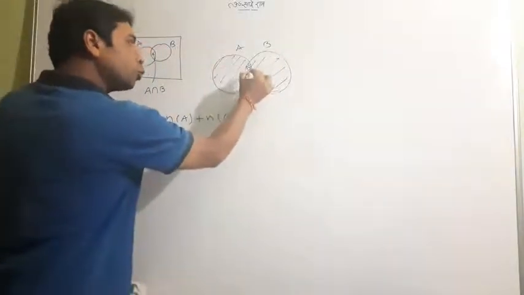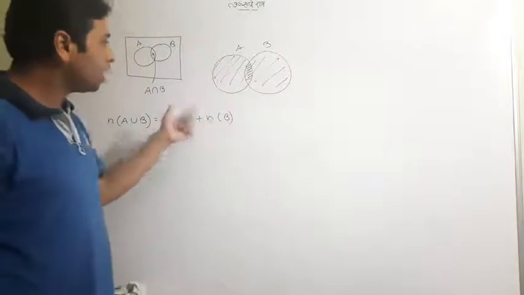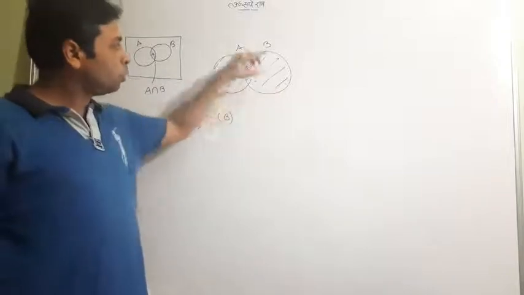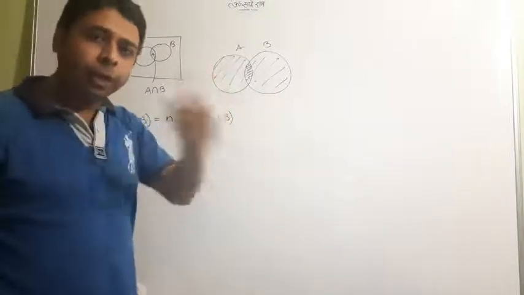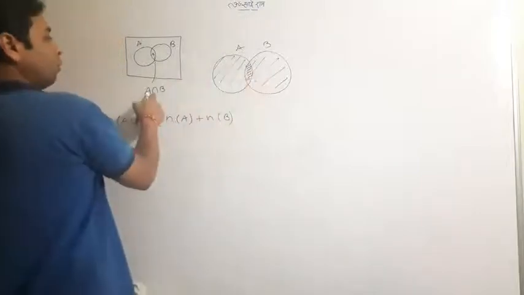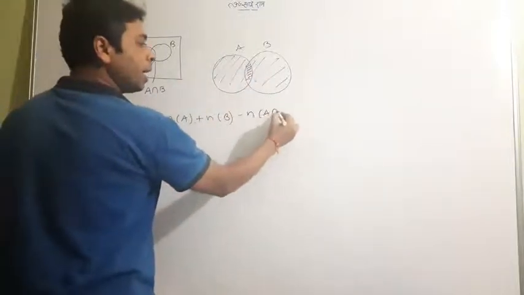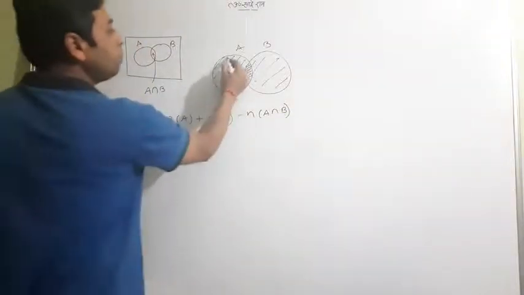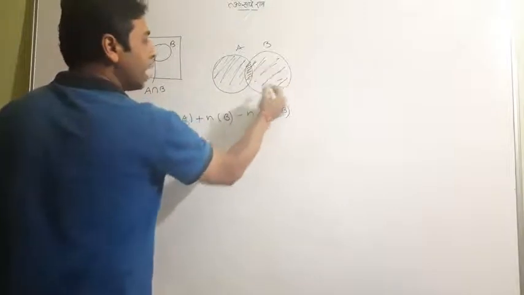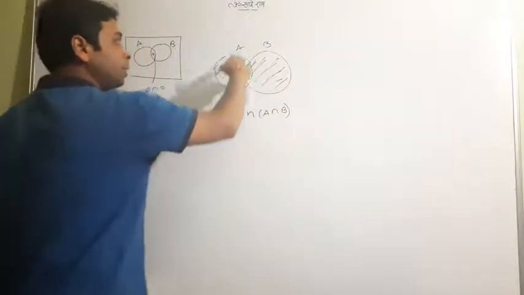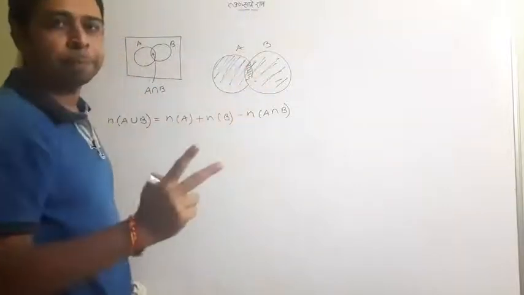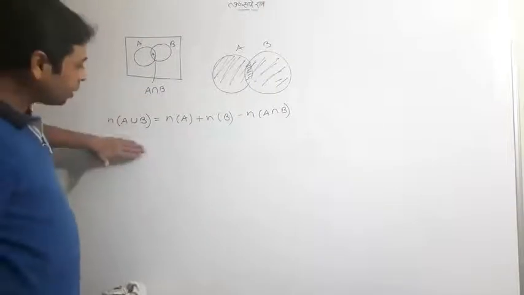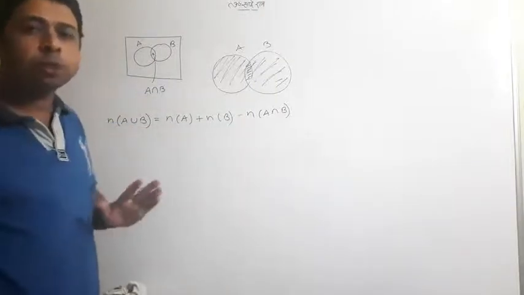This region should be included in that part, but if you see n of A, this region is already containing n of B also, so this region is added twice. So 1 time you subtract, and this region is called n of A intersection B, so 1 time I am subtracting. Now if I balance, A union B means this whole region. n of A means this, n of B means this, where this region is added 2 times. So 1 time I have subtracted, and now these 2 parts are equal. So this is now a very important formula for you.